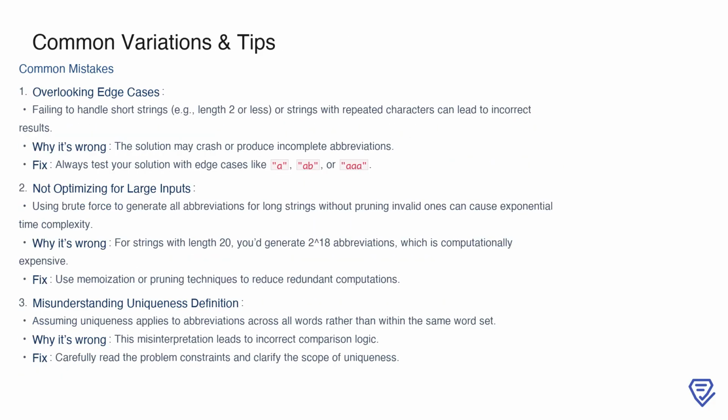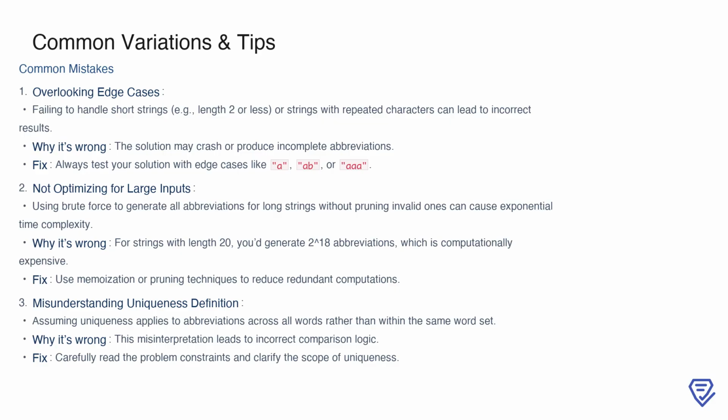When solving the word abbreviation problem, there are a few common pitfalls to watch out for. First, overlooking edge cases can lead to incorrect results. For example, short strings like "a" or "ab", or strings with repeated characters like "AAA", are often mishandled. This can either cause the solution to crash or produce incomplete abbreviations. To address this, make sure to test your solution thoroughly with these edge cases.